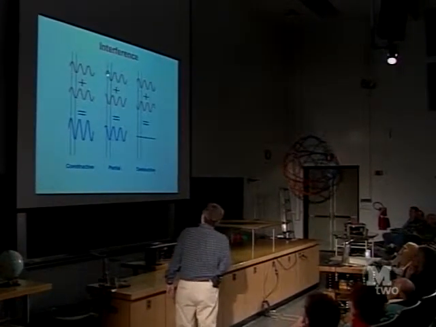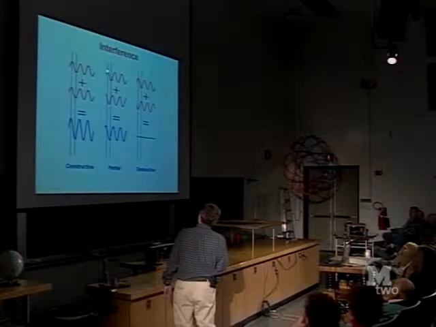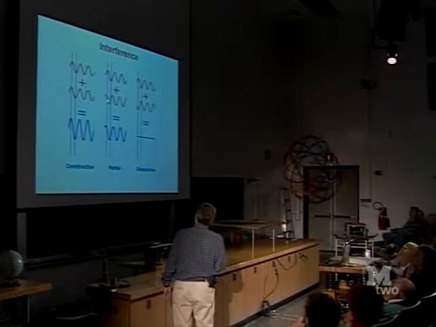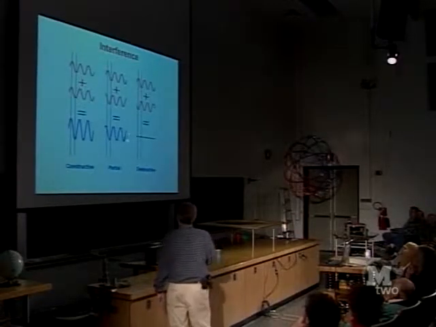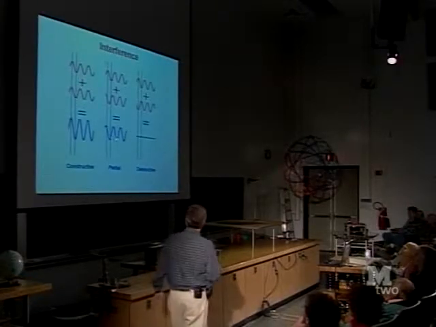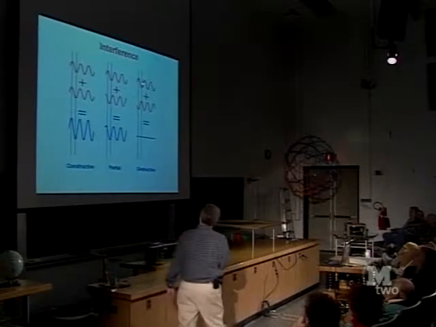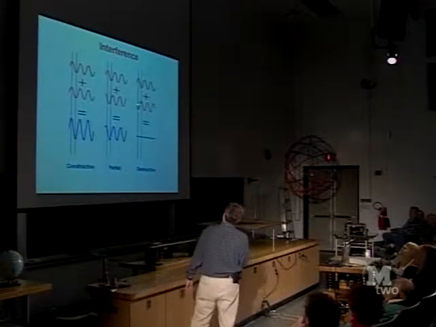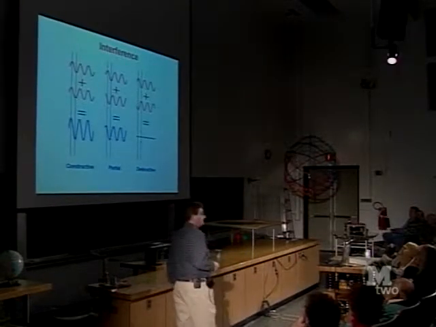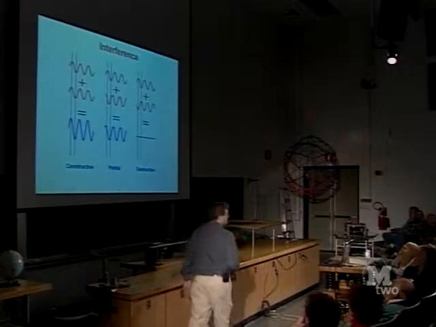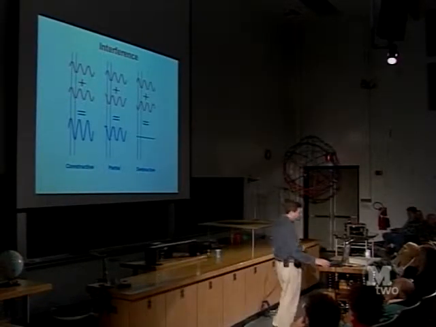If we shift one of these waves relative to the other, so that the crest no longer overlaps exactly with the crest of the other wave, we still get partial constructive interference. This wave is a little higher than either one of these alone, but it's not twice as high. And finally, if we move one wave a full half cycle with respect to the other wave, we get complete cancellation, and that's known as destructive interference.